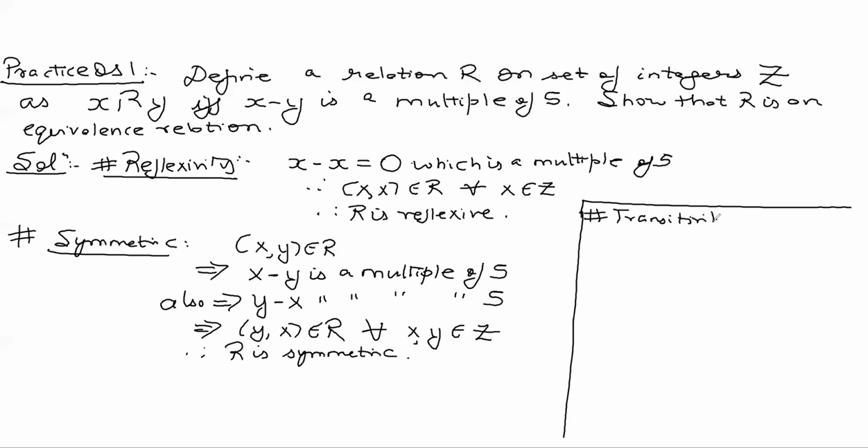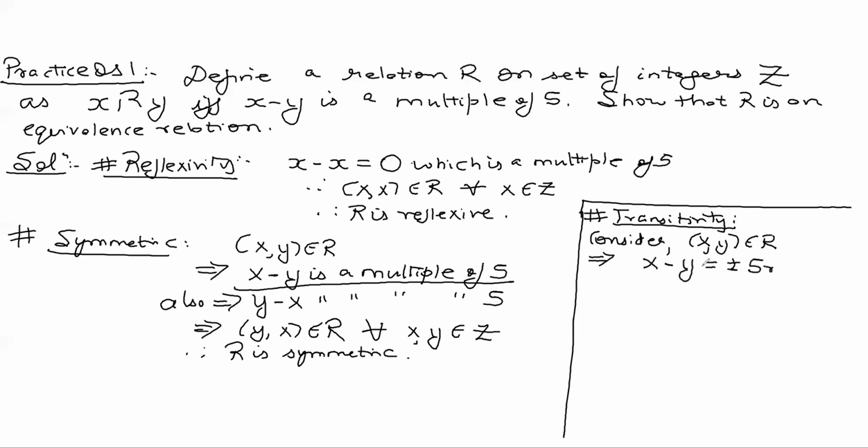Let's check for transitivity. So consider (x, y) belongs to R, which implies x minus y is a multiple of 5. Guys, how can I write it mathematically? It means x minus y is equal to plus minus 5m, where x and y are integers. If x minus y is a multiple of 5, it means x minus y is equal to plus minus 5m.